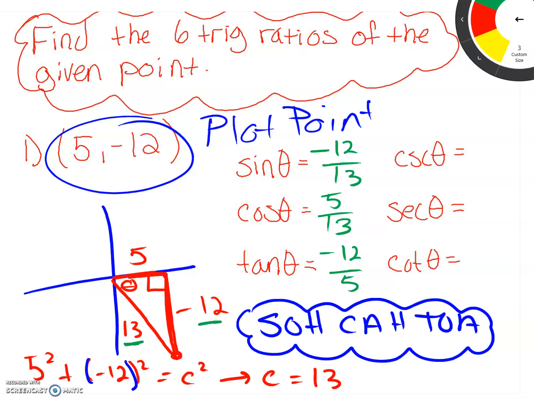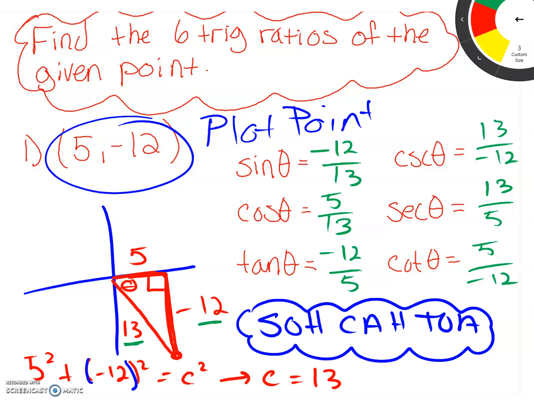Then to do our reciprocals, we just flip them. So cosecant would be 13 over -12. Secant would be 13 over 5. And cotangent would be 5 over -12. That is all this is.